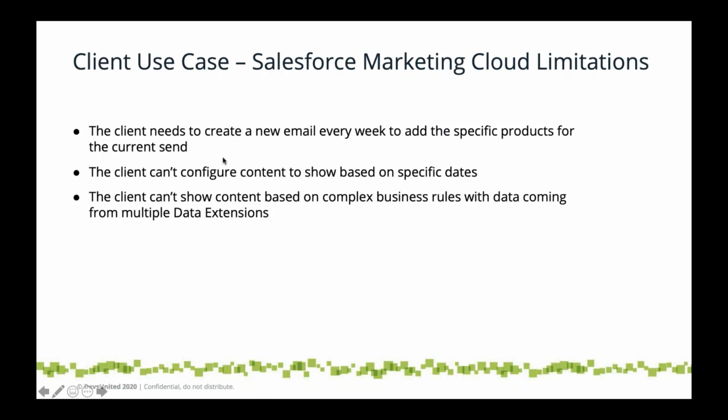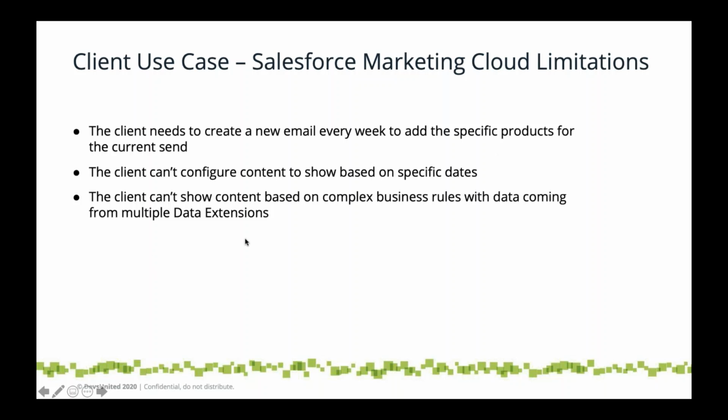The client needs to go every week and create a new email and add the specific products for that current send. Also, the client can configure content to show based on specific dates. Suppose that they want to schedule an email for next month. They can't schedule the email right now because they don't know what the SKUs are that they want to show. So that is another limitation.